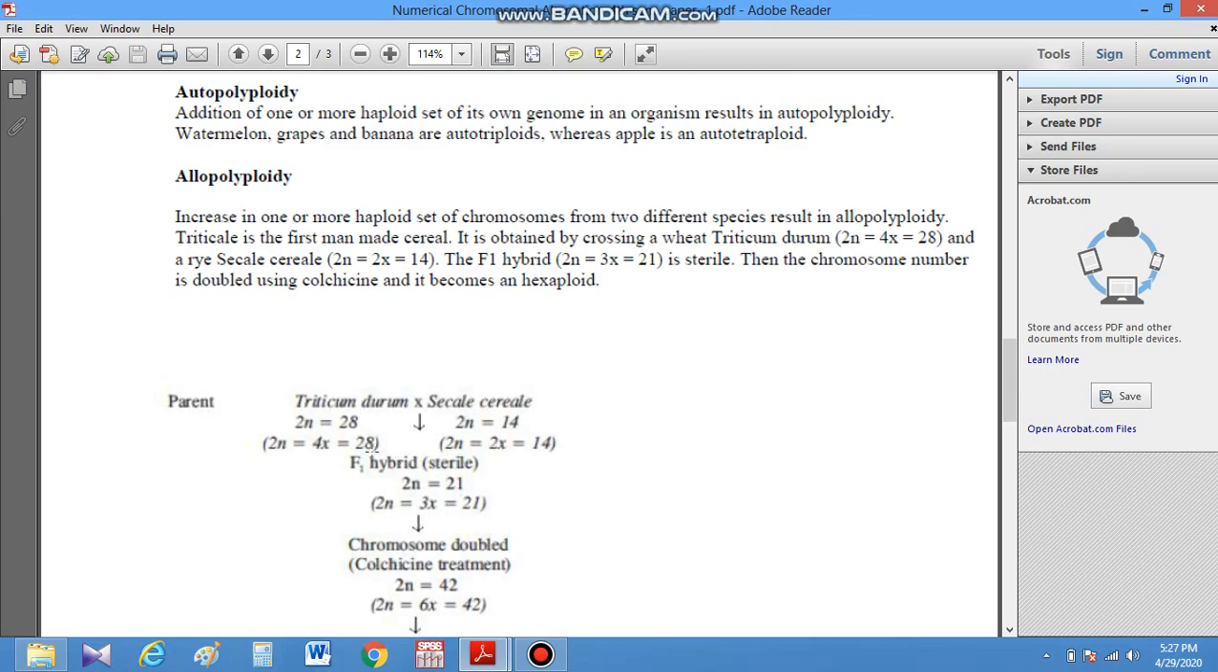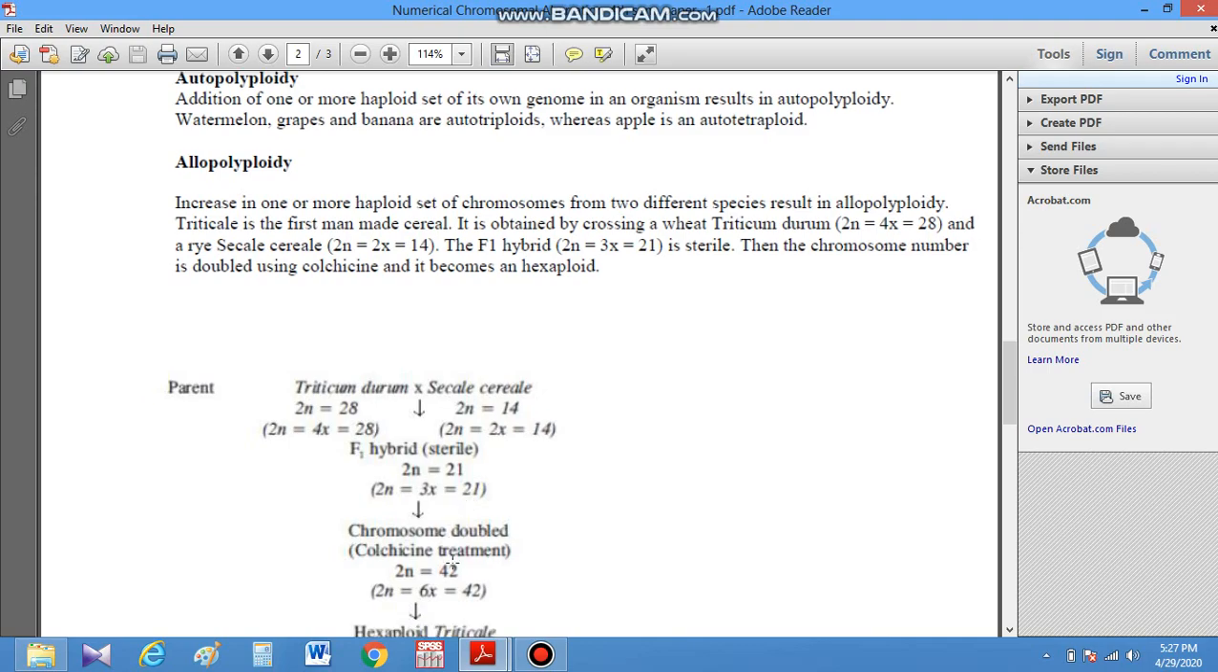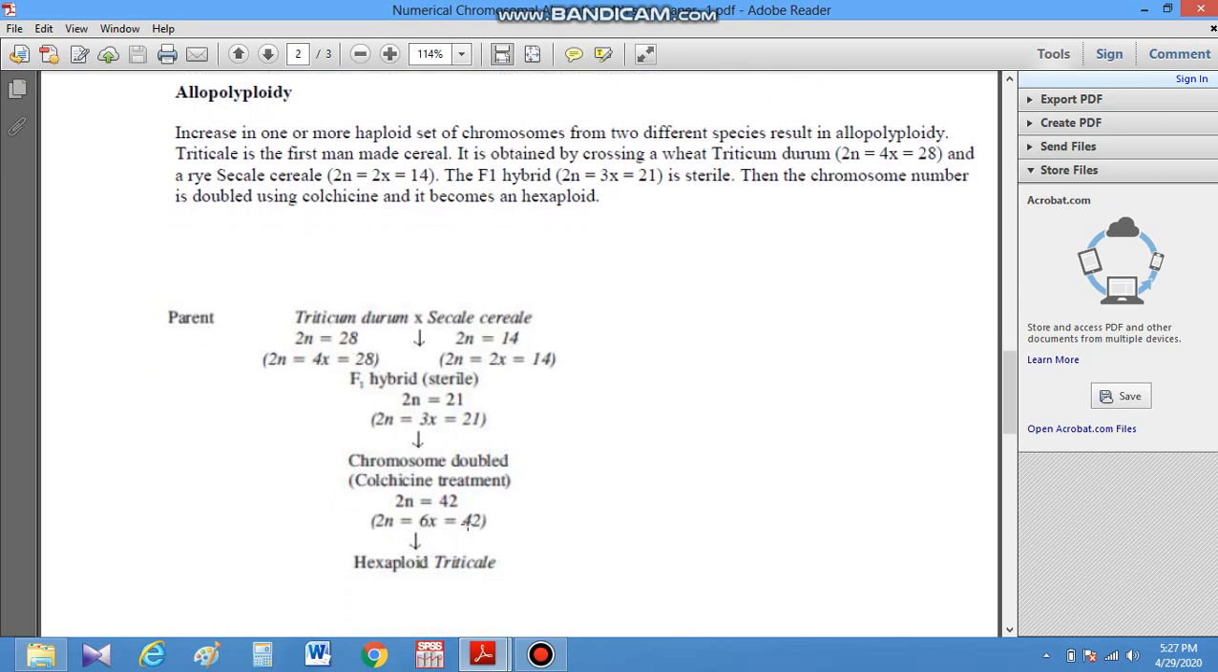In the case of Triticum durum, after gamete formation it will produce 14 chromosomes as X, and in the case of rye it will produce X number 7. So 14 and 7 is equal to 21. So the hybrid which is produced will have 21 chromosomes, and in terms of ploidy it is triploid, and their number is 21. After doubling with colchicine treatment, the chromosome number becomes doubled and it becomes hexaploid, 6x equal to 42. It is an example of allopolyploidy.